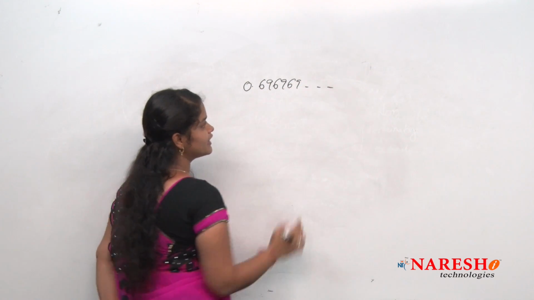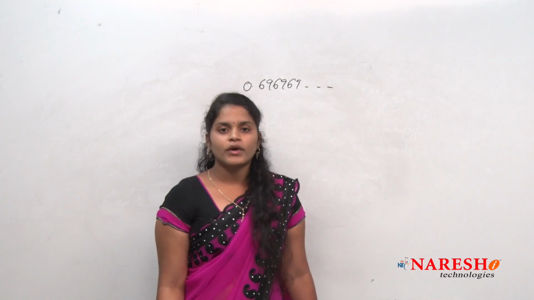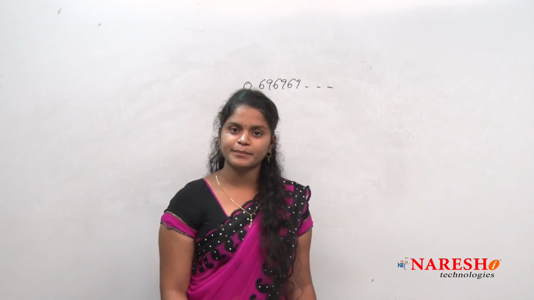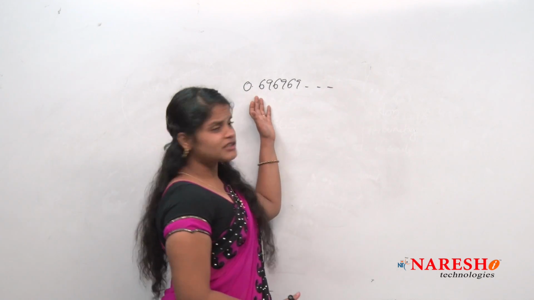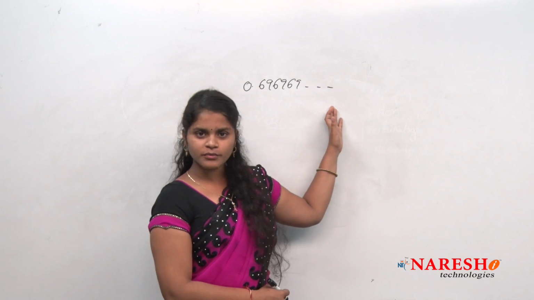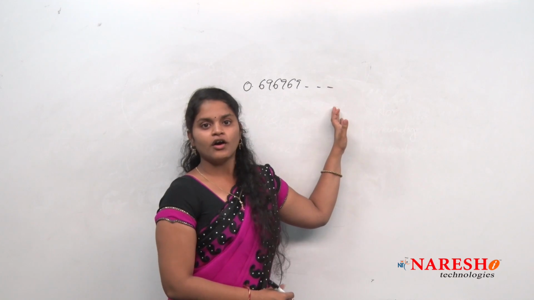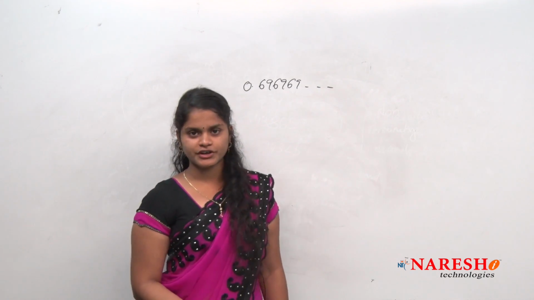Now I said 0.696969 and so on is a rational number, right? What is a rational number? It should be represented in the form of P by Q, right? So is this number in the form of P by Q? Definitely not. Here comes an aptitude question for you.